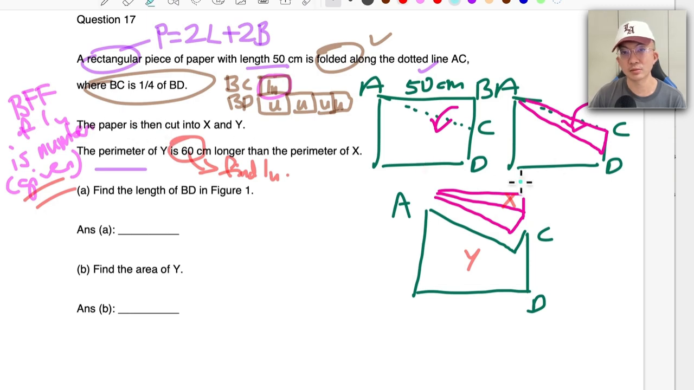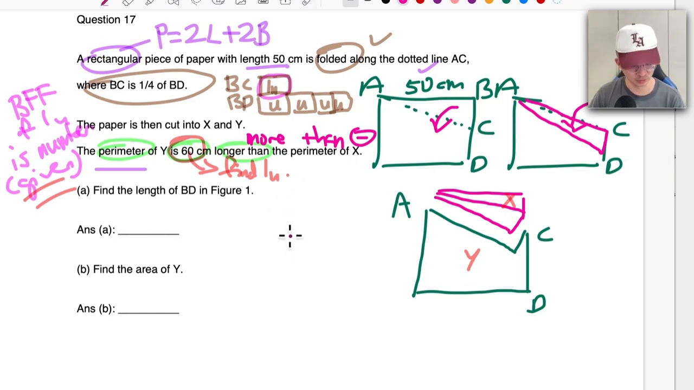So anyway, the rest, okay, let's move on. The paper is being cut out into X and Y. And then the perimeter of Y, so longer is actually more than, meaning minus. And when you see more than, you need to do a long shot or short long. It doesn't matter now because being a P6, you should be able to do it in a way that it corresponds to the information. It matches the information. You need to use model to solve.